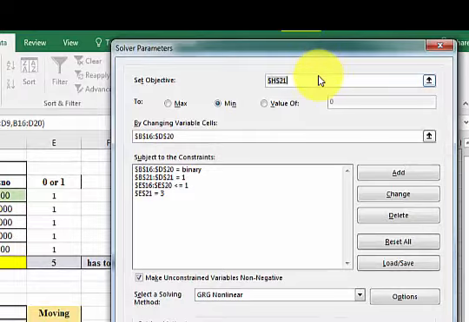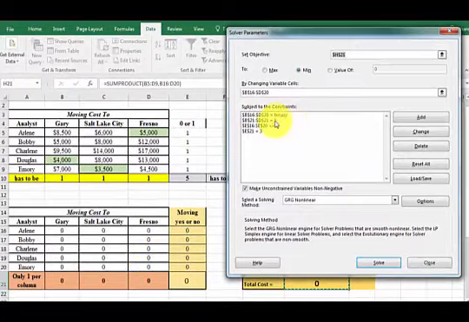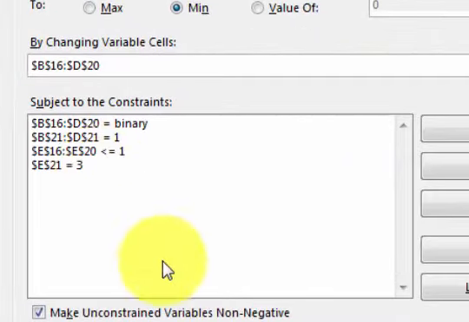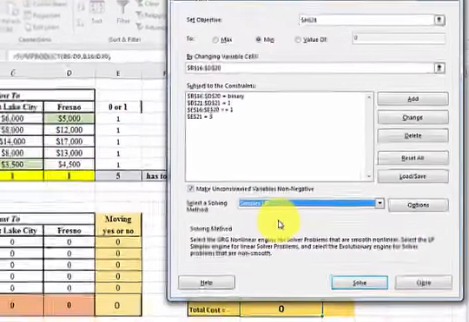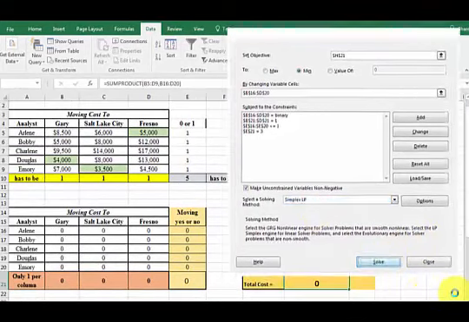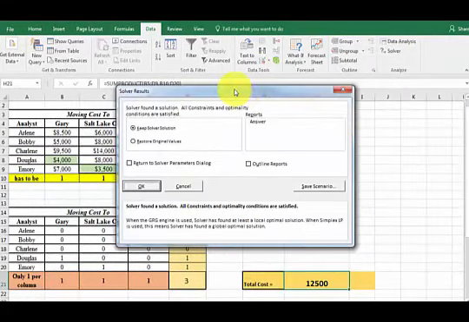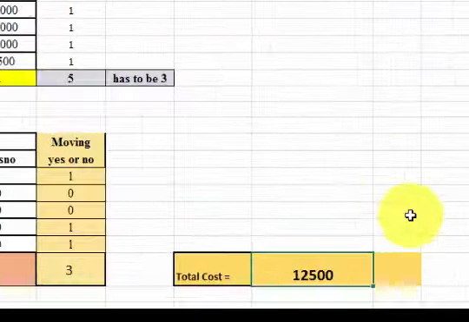So we got the target cell correct. We got the changing cells, zeros or ones, correct. And we have all our constraints in there. They all look all right. This should probably be on linear, Simplex LP. So let's cross our fingers and see what we get. Ta-da! And then we got the right answer. Yay! Okay, we're going to go ahead and keep that.